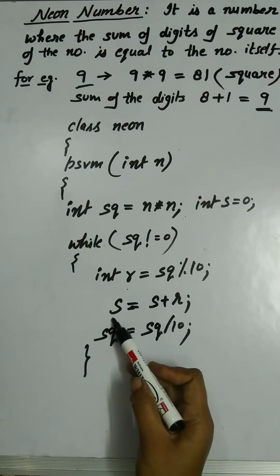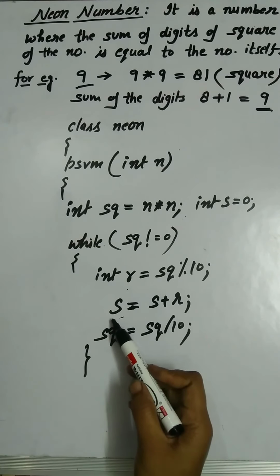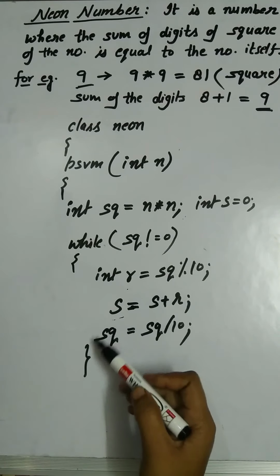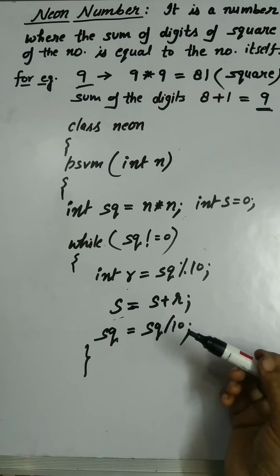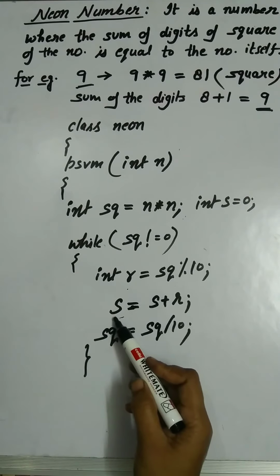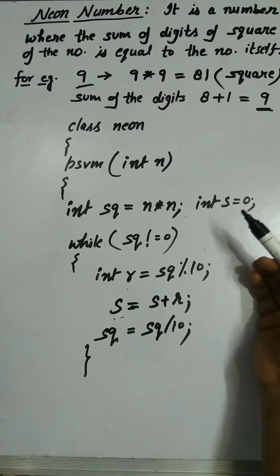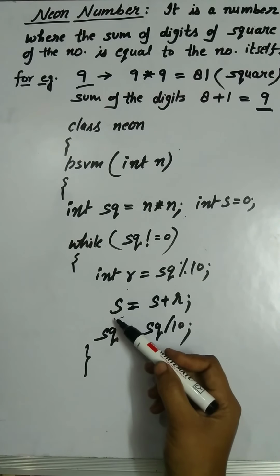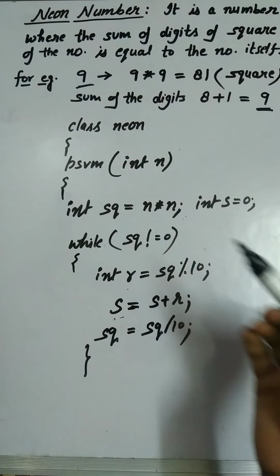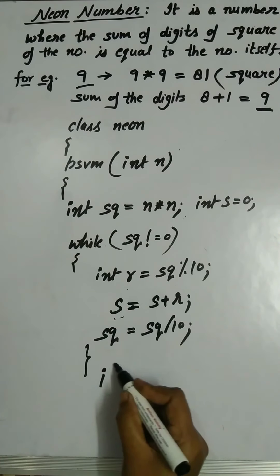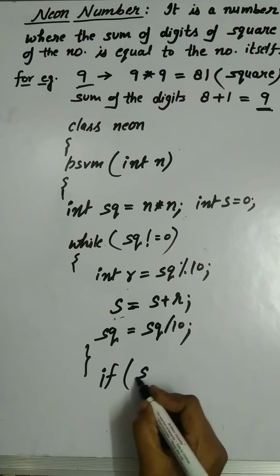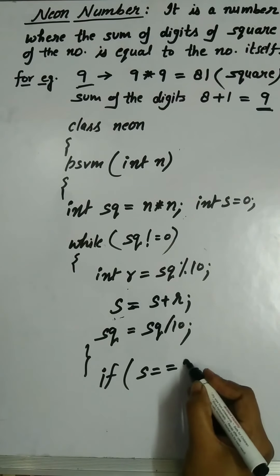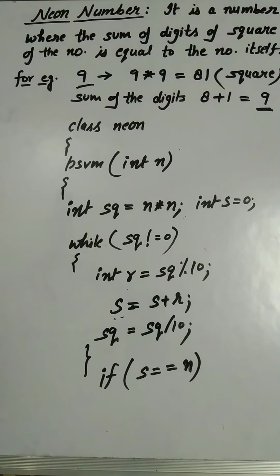Okay, now in the s value you get the sum of the square digits. After this, you have to check whether the s value is equal to the n value or not. Okay, it means whether the sum of the digits of the square is equal to the number itself or not. So one more condition is required here. If s is equal to n. Okay, n is the original number which has been entered by the user.